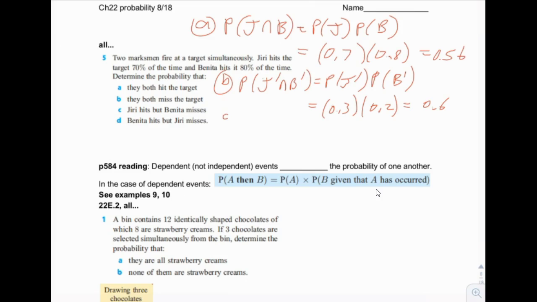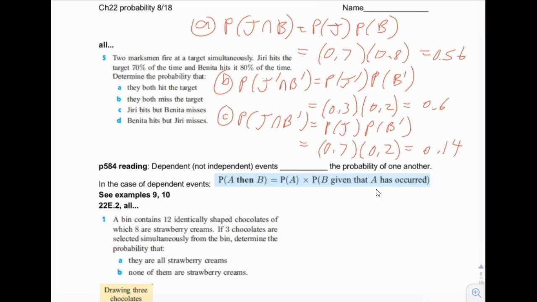C. GD hits, but Benita misses. So GD hits, Benita misses. So it's going to be probability of GD times the probability of Benita misses. So probability that GD hits, remember, is 0.7. Probability that Benita misses is 0.2. So that would be 0.14. Okay, last one, D.